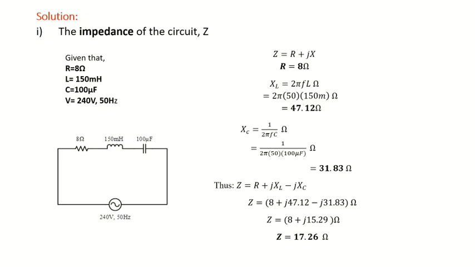But the magnitude of your Z is only 17.26. In order to find the magnitude, you have to convert this imaginary form of Z into the polar form.